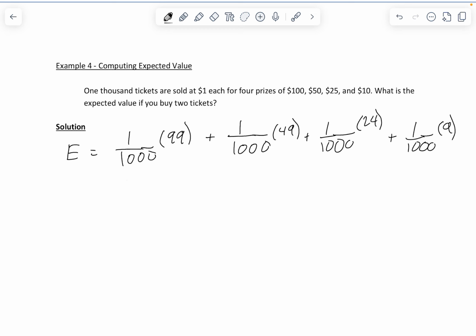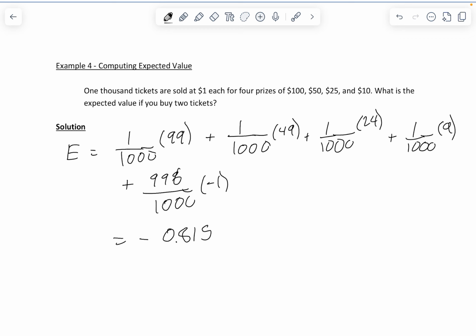Sorry, I'm running out of space, but coming down here, I also have to put in the probability of not winning any of the prizes. That would be 996 out of 1,000. If that happens, you just lose $1, the price of the ticket. So if you work this out using your calculator, it comes out to be about negative 0.815. So an expected loss of about 82 cents every time you play the game, every time you buy a ticket.